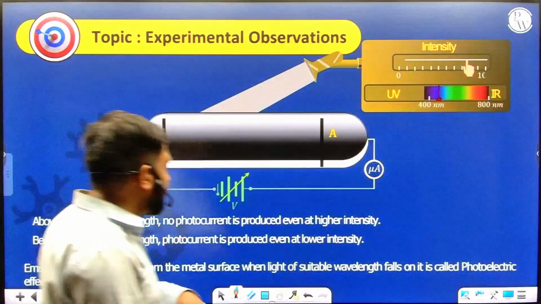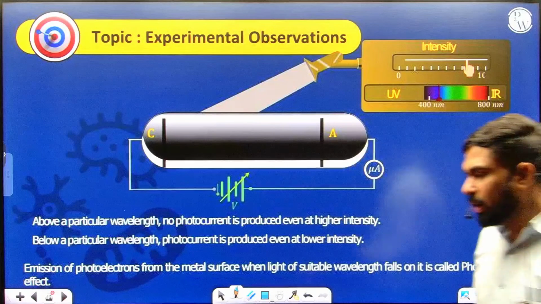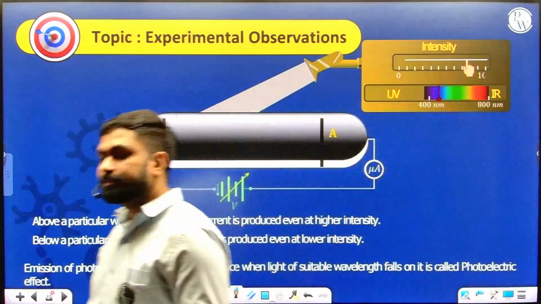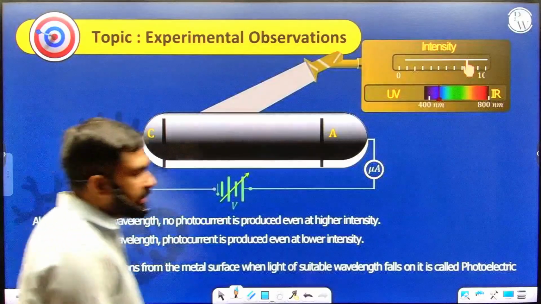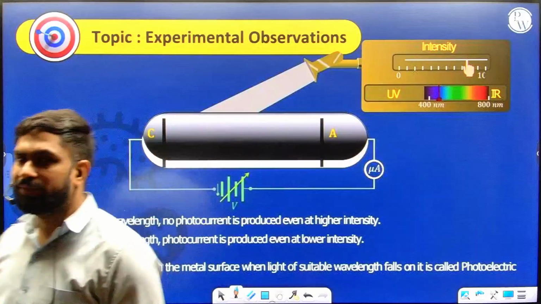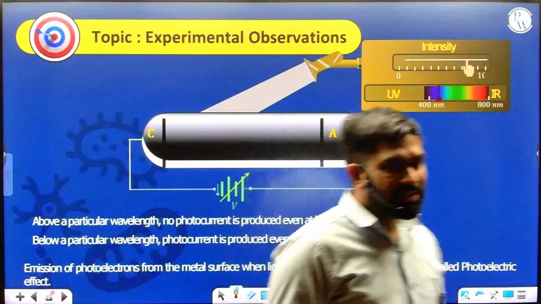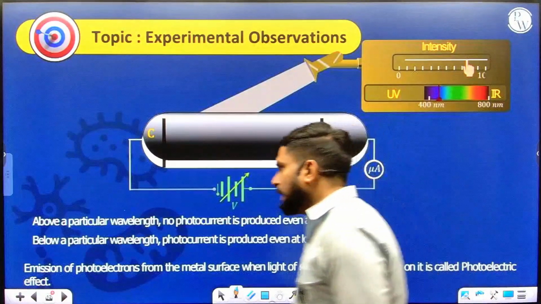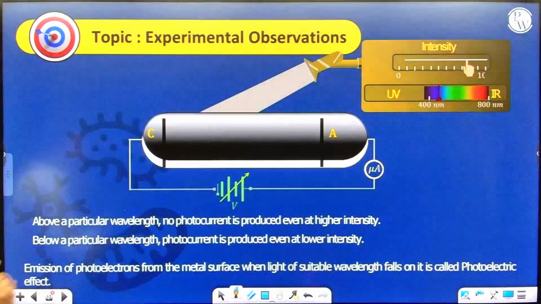What does it imply? Now, intensity basically tells us about the number of photons. In this chapter, in the photoelectric effect, if intensity is mentioned somewhere, we have to relate it with the number of photons and not just the energy. Now at a particular wavelength means at a particular energy of the photon.